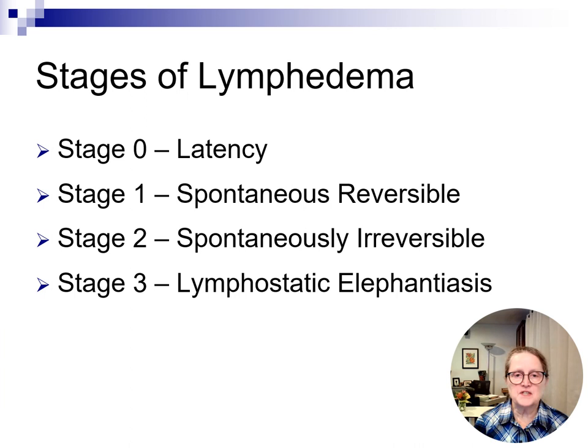Stage 3, lymphostatic elephantiasis, presents with extensive fibrosis within the limb, hardening and thickening of the skin, papillomas of the skin, fatty deposits and hypertrophic muscle tissue develop, and deep creases at the joints occur.